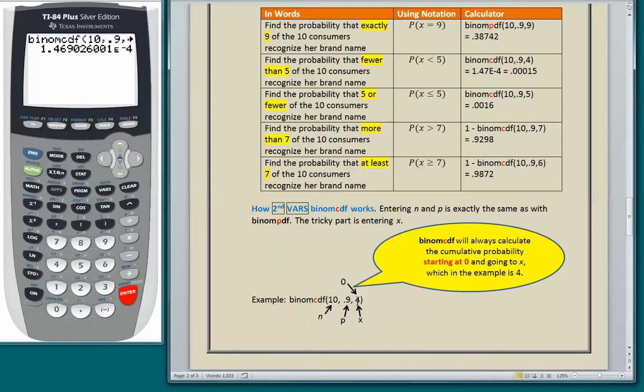And in this case, that number is 4 because we're saying less than 5. So that's why we put a 4 there and not a 5. Okay, let's do this third problem.